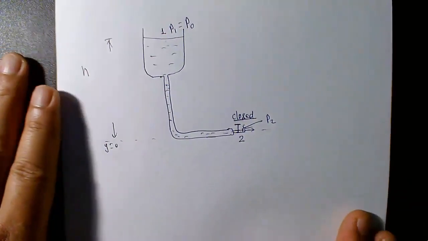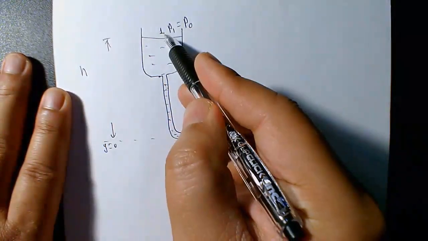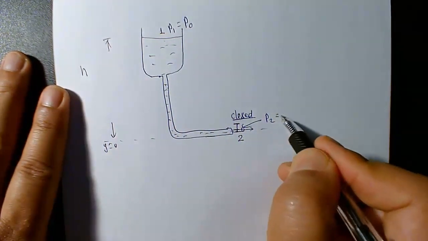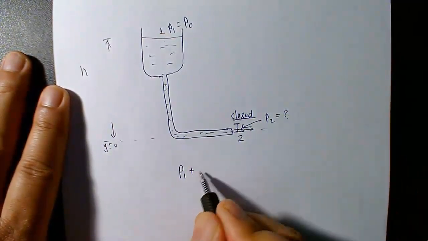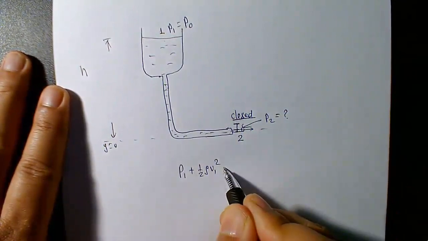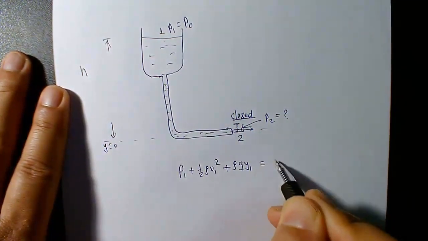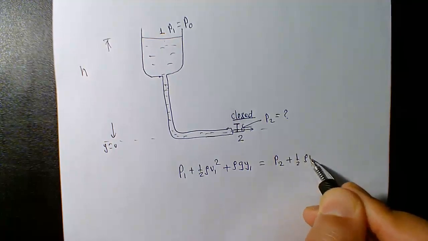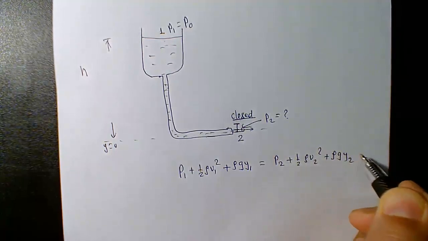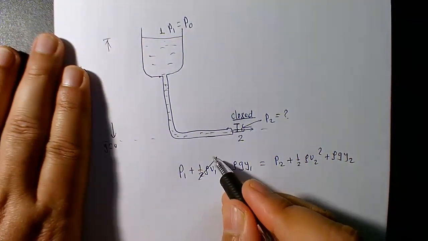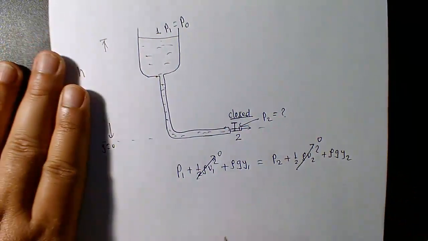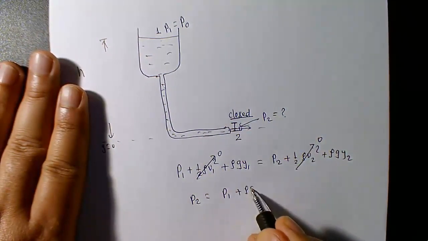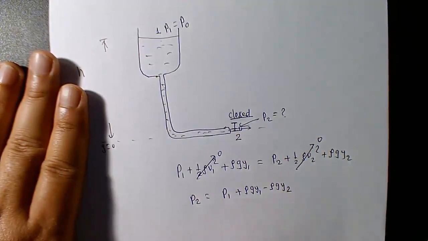Let's write down the Bernoulli equation again for the two regions. This is region number 1, which is just atmospheric pressure. This is region number 2, and the valve is closed. We want to find the static fluid pressure. P1 + 1/2 rho V1^2 + rho g y1 = P2 + 1/2 rho V2^2 + rho g y2. This is a static case, so the velocities are 0 because the fluid is not flowing. We want to find P2, so P2 = P1 + rho g y1 - rho g y2.